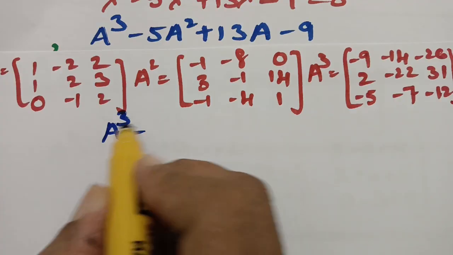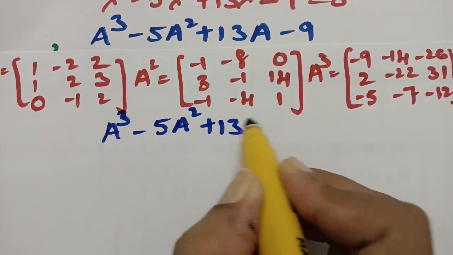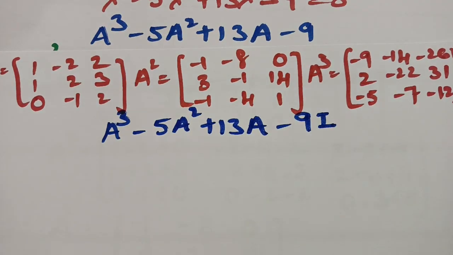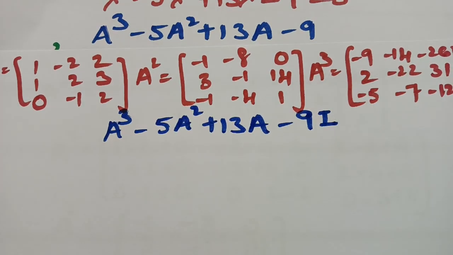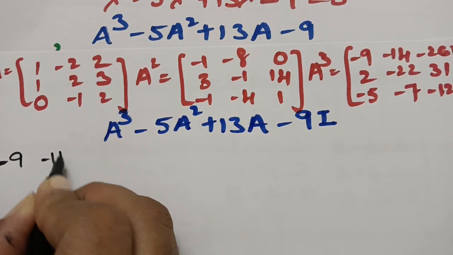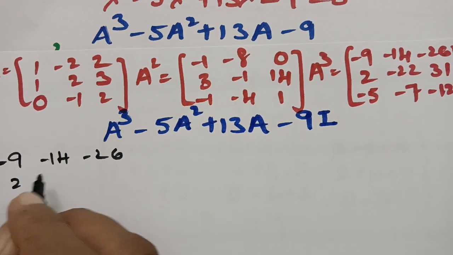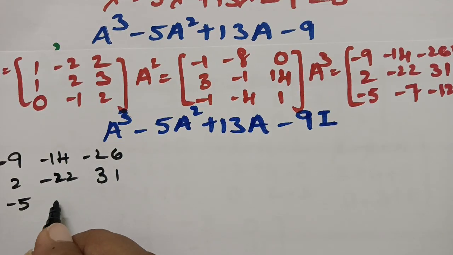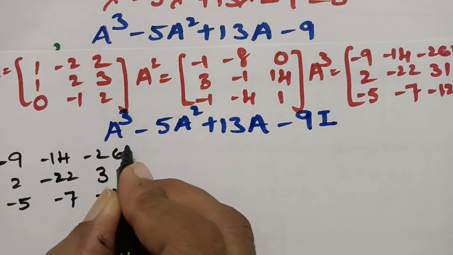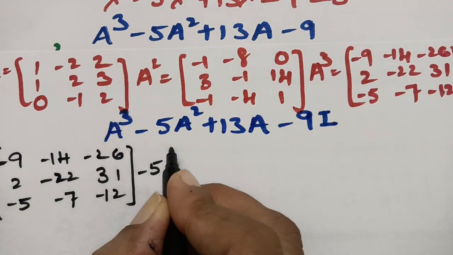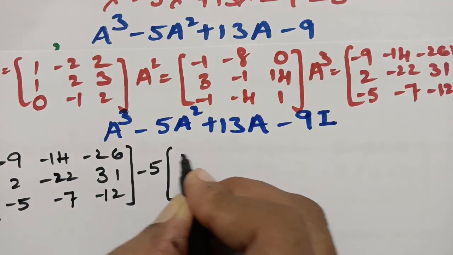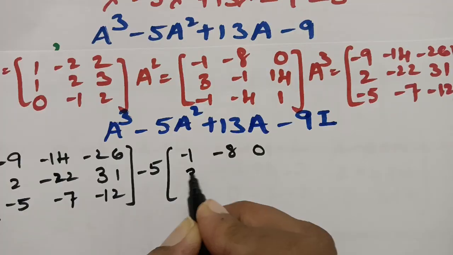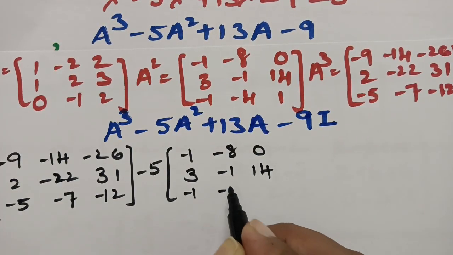So here consider a cube minus 5a square plus 13a minus 9 into I. So here every value I am replacing with a here. So in place of a cube I am writing this value. So this is minus 9. See here. So this value is minus 9 minus 14 minus 26. So this value is 2 minus 22 and this value is 31. So this value is minus 5 minus 7. This value is minus 12 and this is minus 5 times of a square. A square value is nothing but minus 1 minus 8, 0. So this is 3 minus 1. This value is 14. This is minus 1 minus 4, 1.